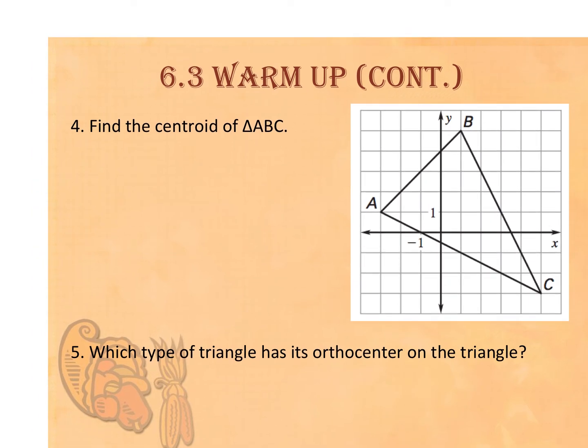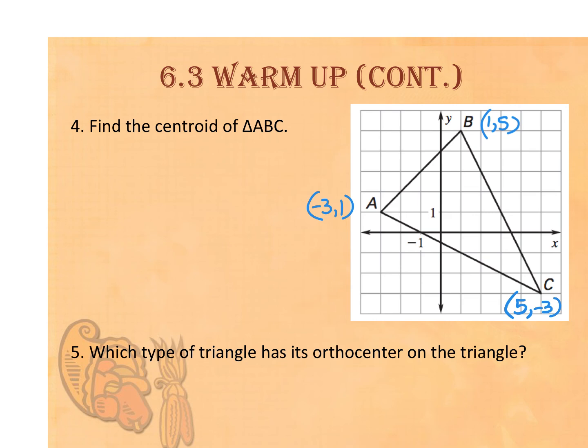So the shortcut, first thing we need to do, notice this time they didn't list out the ordered pairs, they just graphed the triangle. So the first thing I need to do is figure out the ordered pairs for A, B, and C. The ordered pair for A is -3, 1. The ordered pair for B is 1, 5. The ordered pair for C is 5, -3.